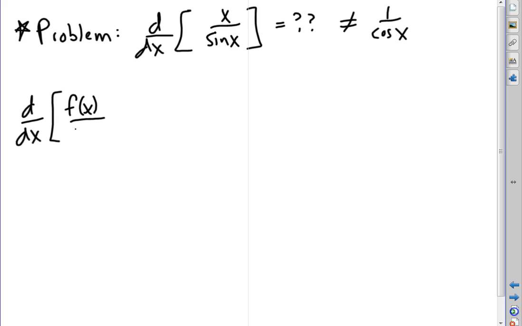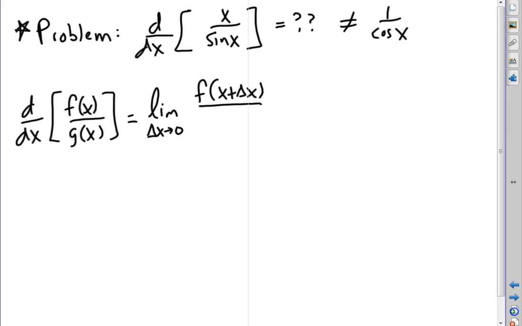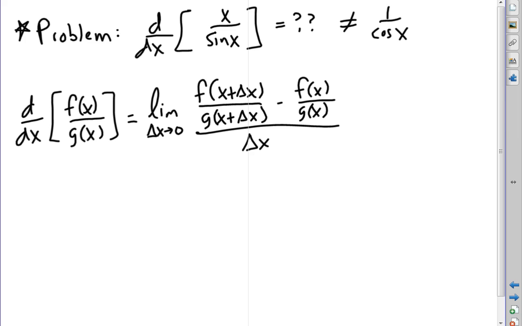So we're going to abstract this and think of it as the derivative with respect to x of some function divided by another function. And then, yep, you guessed it, better have a lot of paper. Here we go. We are going to use the definition of the derivative. So the limit as delta x approaches 0 of f of x plus delta x over g of x plus delta x minus f of x over g of x, and all of that over delta x. You can see just we're applying the definition of the derivative there.